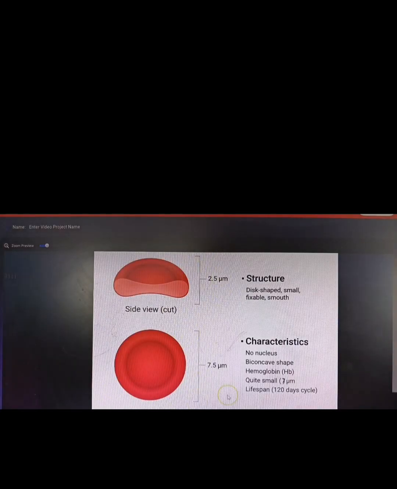Okay friends, look into this picture. When we cut the RBC cells, from side view it looks like this, disc shape. This is a top view. Now it looks like a biconcave shape. The characteristics of RBC cells are: no nucleus in it, a biconcave shape, and inside the cells hemoglobins are present. And the lifespan of RBC cells is 120 days.